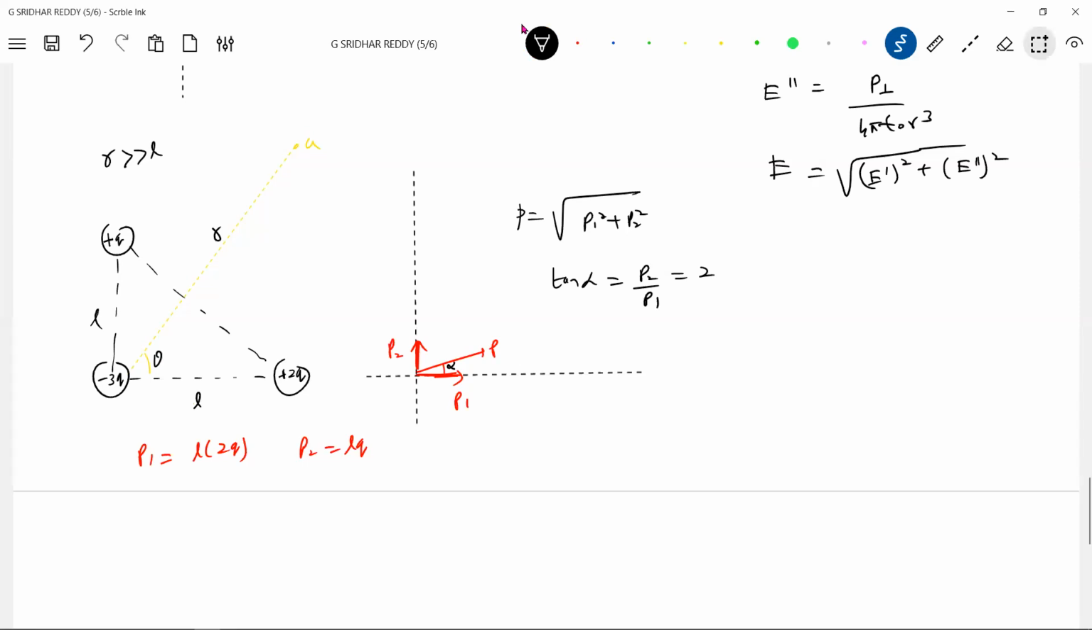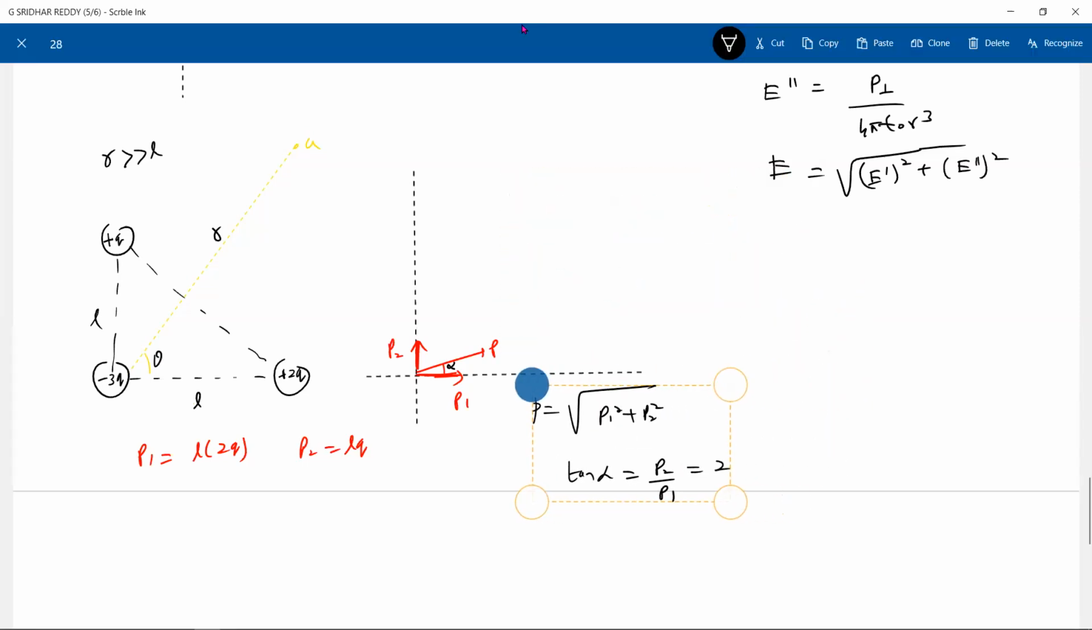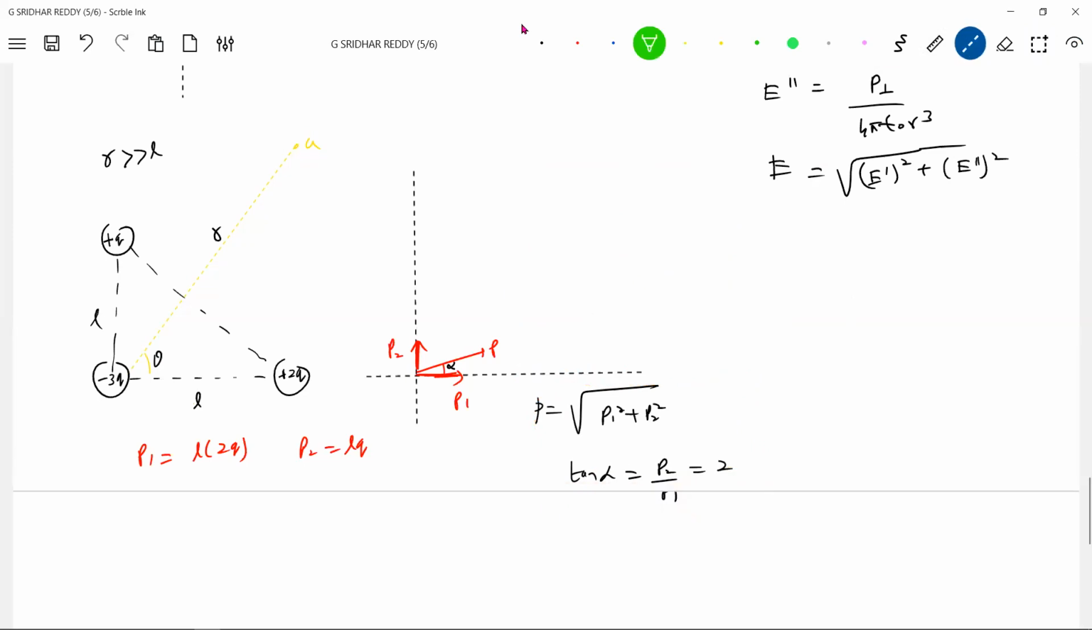Now, where is the point? The point where it is asking to calculate the field. No, it is somewhere here. Again, what is your approach? Tan alpha is 1/2. Tan alpha, P2 by P1, is 1/2. Okay, 1/2. I'll make changes here. Yeah. Okay, I got alpha. So I'll give the value of theta.